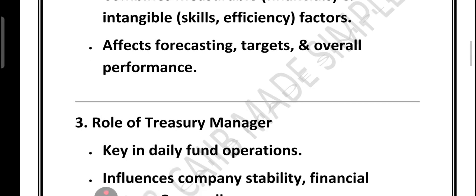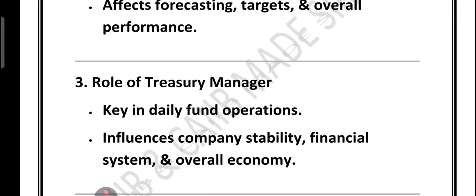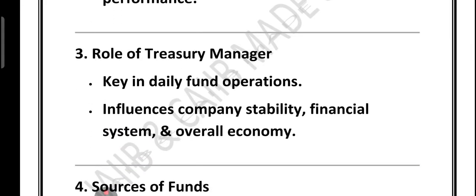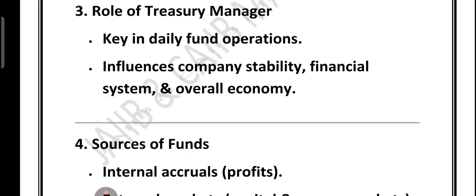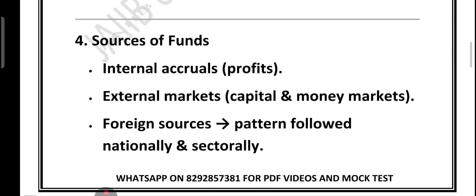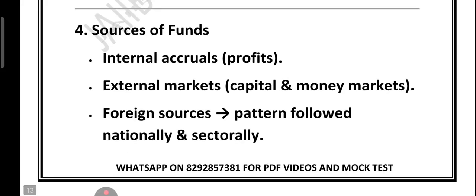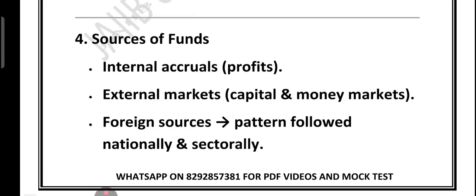What is the role of the treasury manager? He handles daily cash flow, fund allocation, liquidity planning. He or she monitors financial stability of the firm and indirectly supports economic balance. And they are a key link between corporate operation and the financial system. If you look at the source of fund, there can be two sources: internal source or external source. Internal can include retained earnings, depreciation reserves. These are the things under internal.